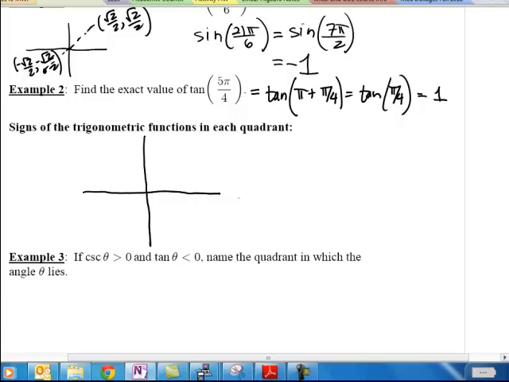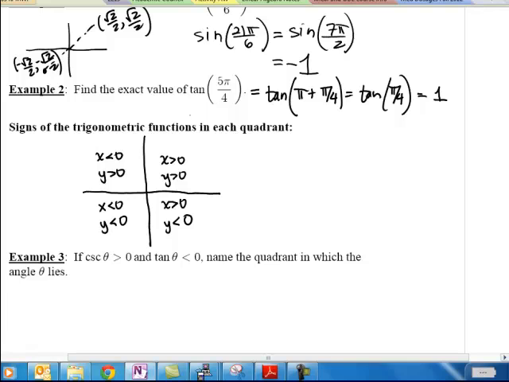So we've already kind of talked about this in the last lecture, but let's think about the signs of the trig functions in each quadrant. Here in quadrant 1, x and y are both positive. In quadrant 2, x is negative, but y is positive. In quadrant 3, both are negative. And in quadrant 4, x is positive again, and y is negative.